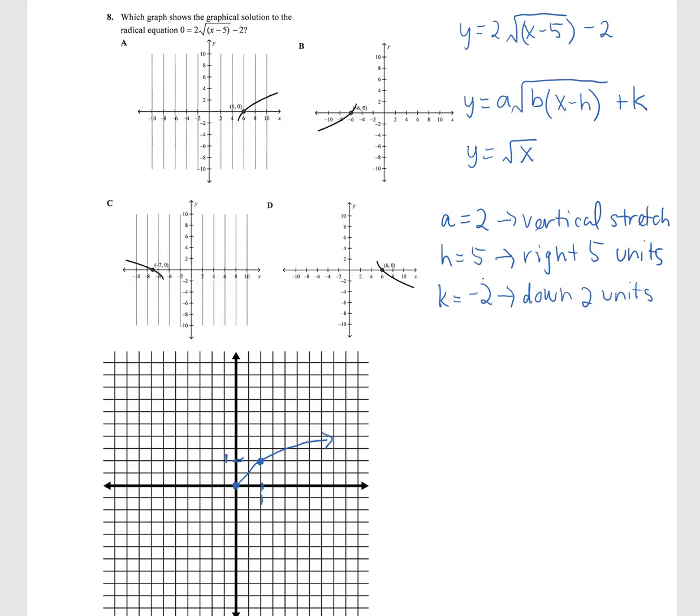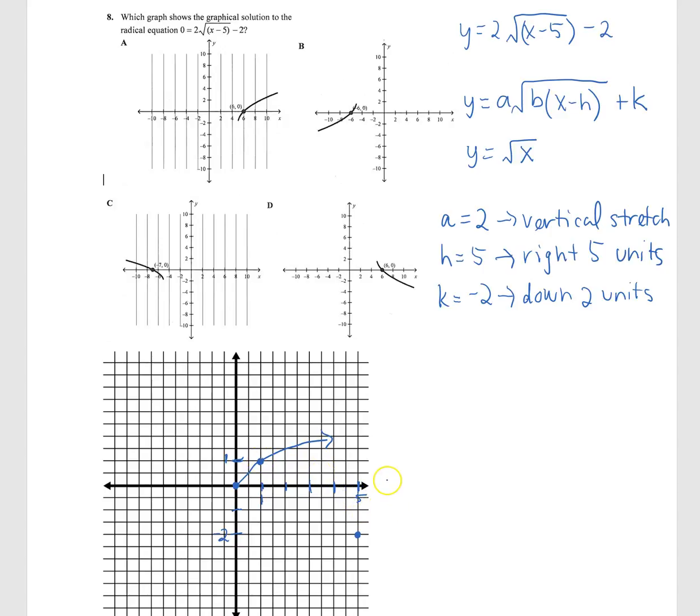All right, so let's see how this function's moved here. Start with our point at 0, 0. We've moved it over 5 units to the right. So 5 is about there. And we've also gone down 2 units. So this is negative 2 here. So this is where our origin is now. And our point at 1, 1, it's also moved over here.